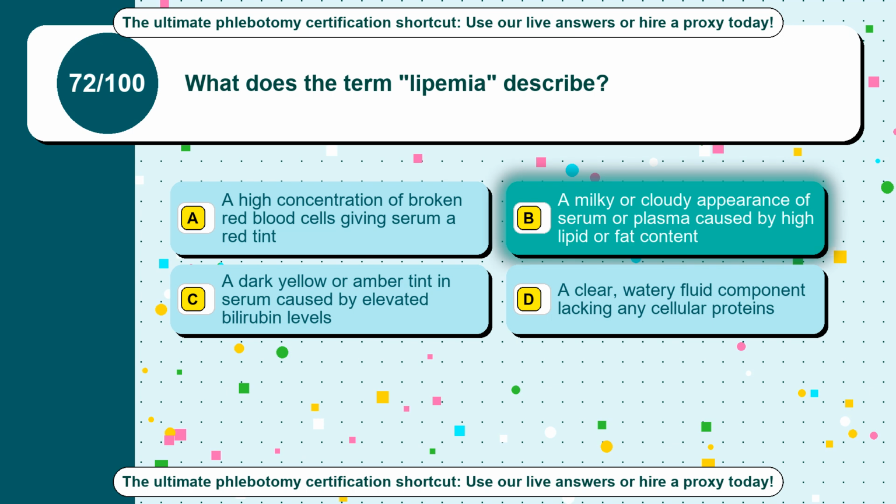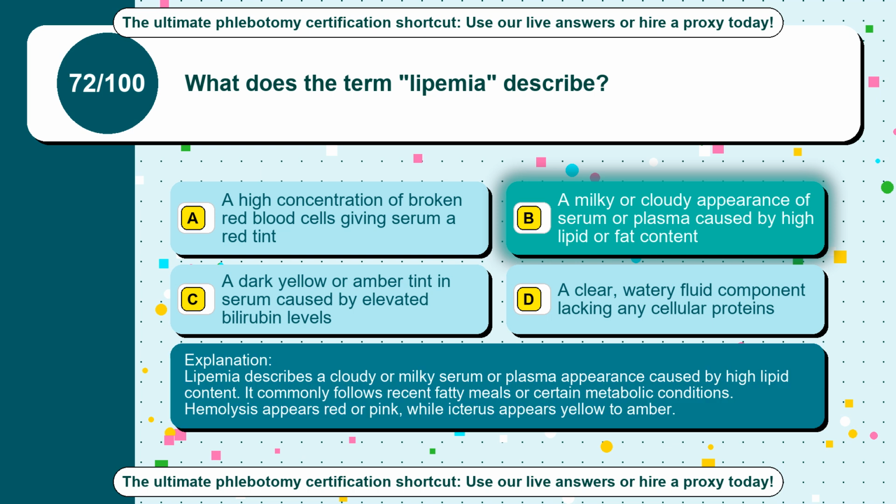A milky or cloudy appearance of serum or plasma caused by high lipid or fat content. Lipemia describes a cloudy or milky serum or plasma appearance caused by high lipid content. It commonly follows recent fatty meals or certain metabolic conditions. Hemolysis appears red or pink, while icterus appears yellow to amber.